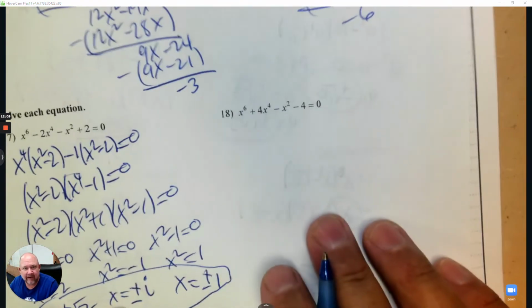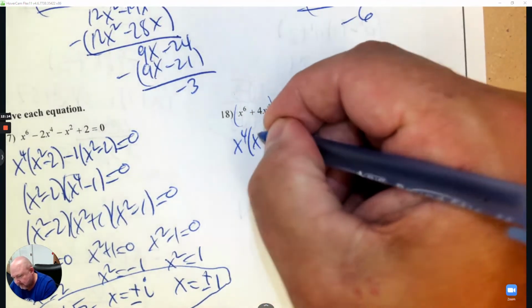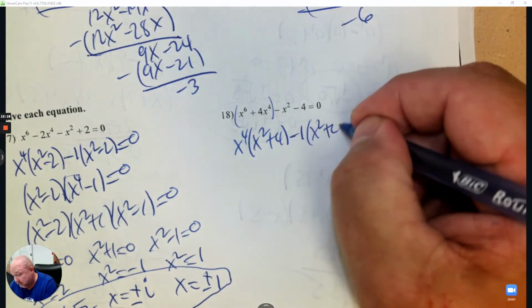We're going to start by factoring. So look at the first two terms. They have x to the 4th in common. That's x squared plus 4. Factor a negative 1. Again, it's x squared plus 4.